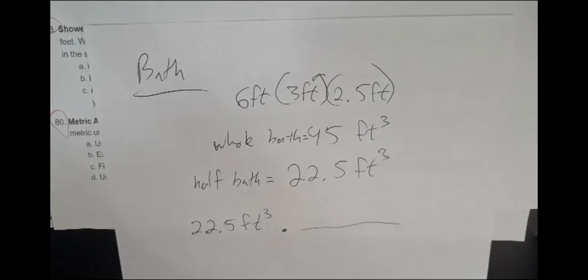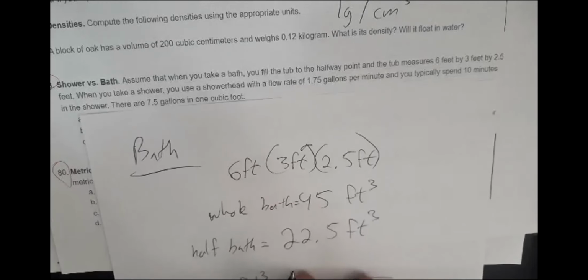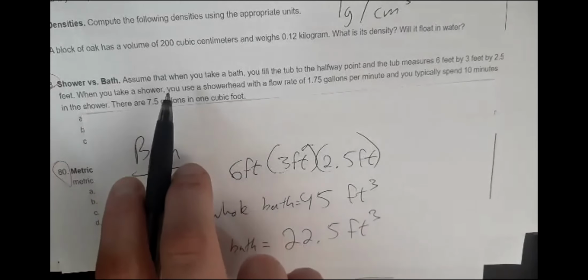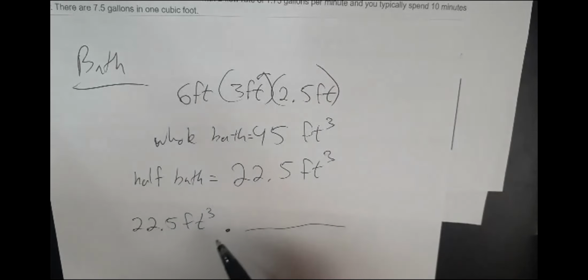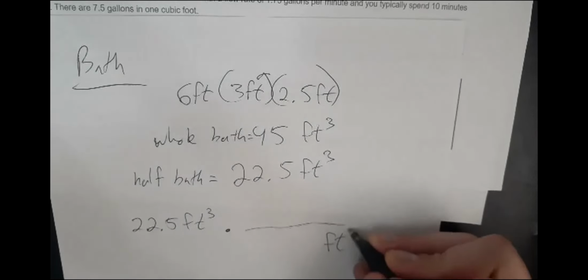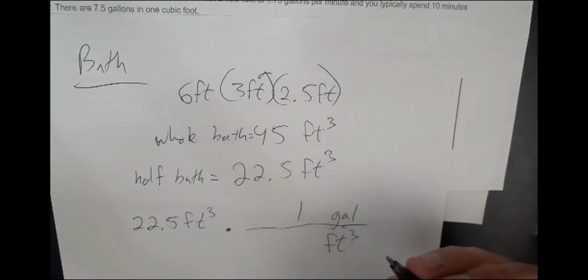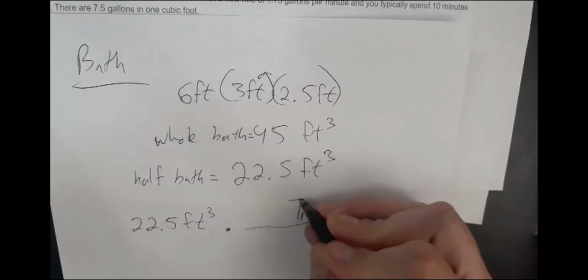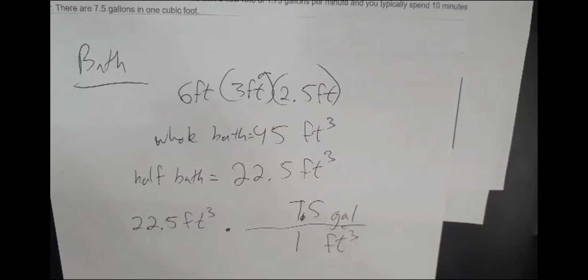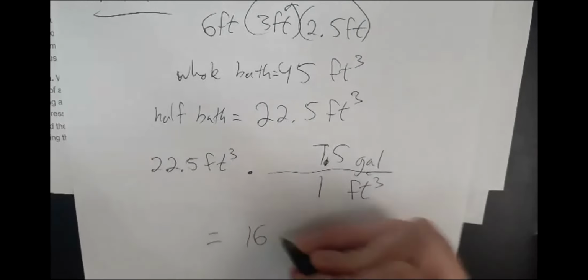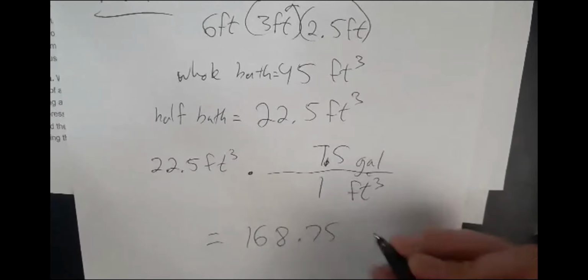And I want to know how many gallons this thing uses. They're giving me 7.5 gallons to 1 cubic foot. So if this is cubic feet, where am I writing cubic feet over here? I should be writing it on the bottom. So this is 7.5 gallons, 1 cubic foot. Sorry. 22.5 times what? 7.5. So a bath is going to take 168.75 gallons.